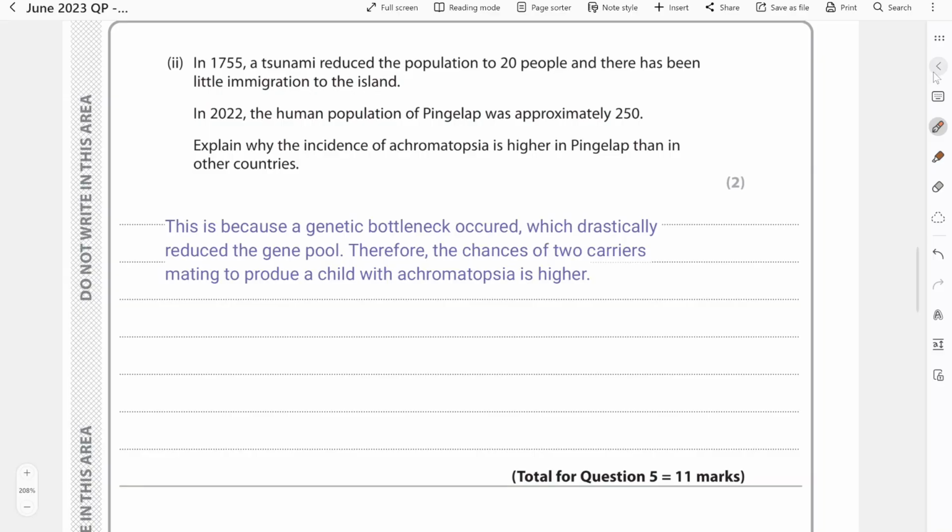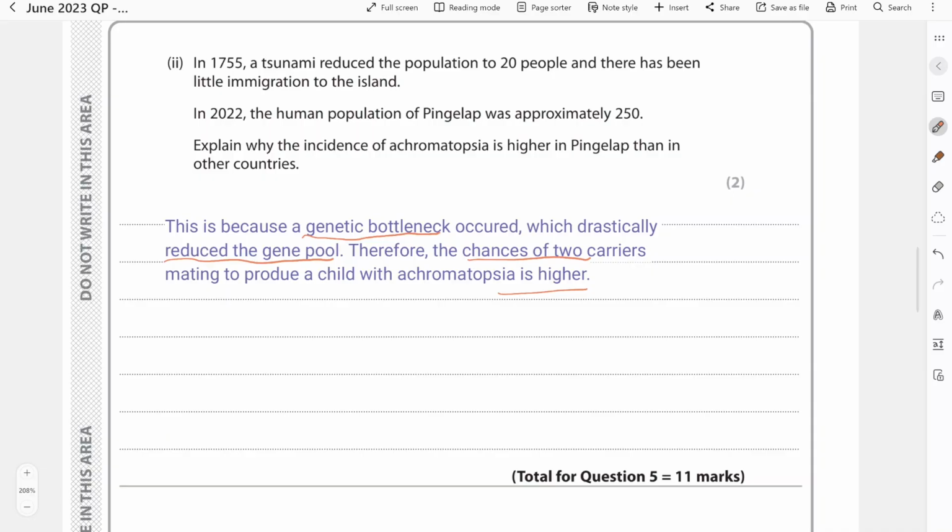All right, let's go over what I wrote. So this is because there is a genetic bottleneck. So you do need to mention this term. A genetic bottleneck is when you have a drastic decrease in population and all of a sudden the number of available alleles that you have has decreased, which is what I mentioned there. Reduced gene pool. That is the second mark. And then therefore the chances of 2 carriers mating to produce a child with achromatopsia is higher. That is the third mark.